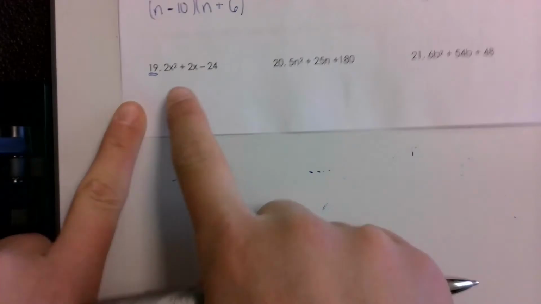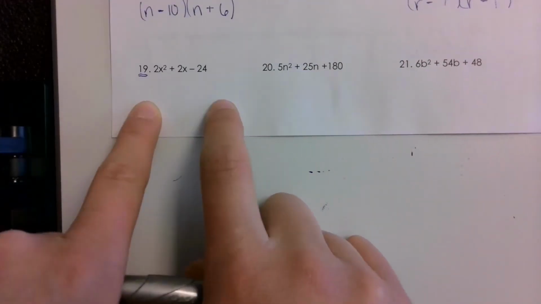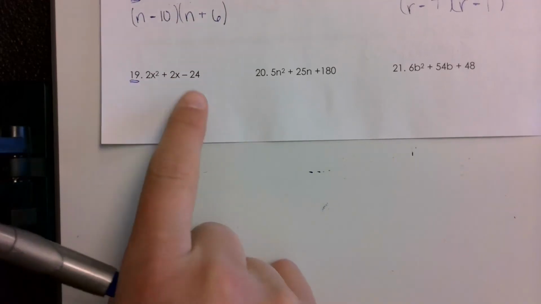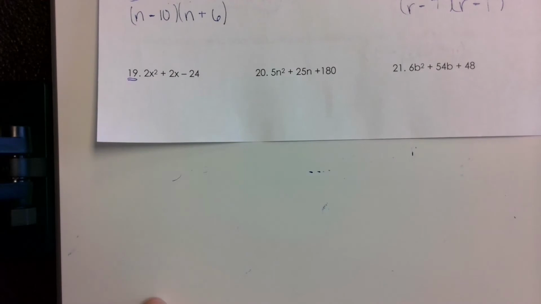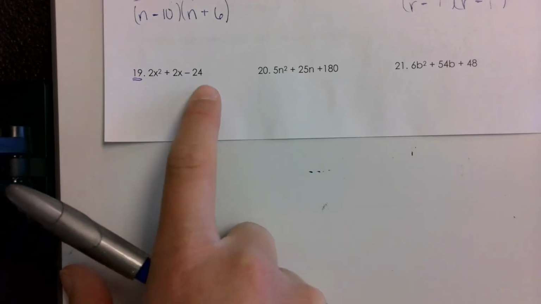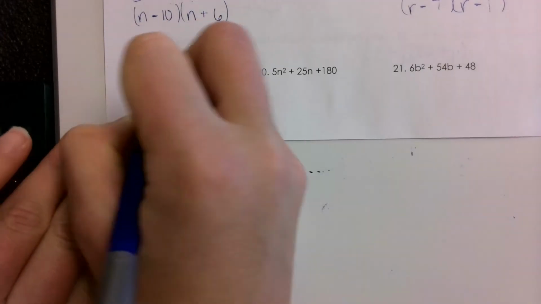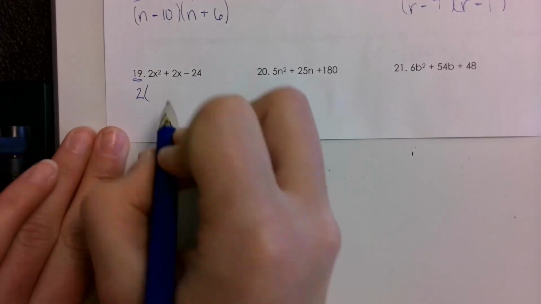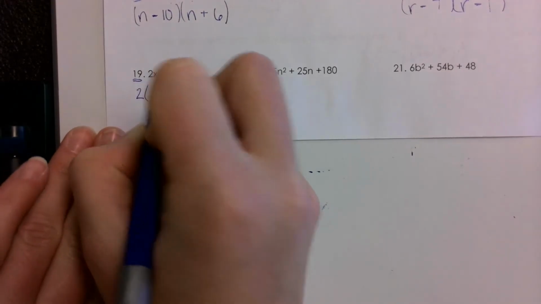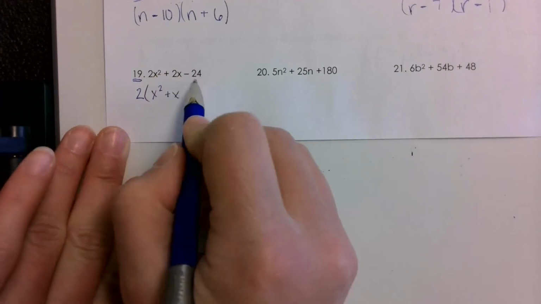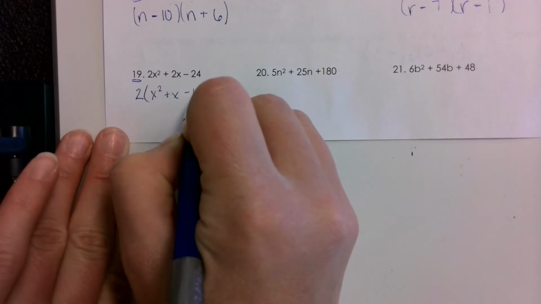What do you always check for first? Do we have one? What can we divide all these by? 2. Anything else? Do they all have an x? So we can just divide out a 2. If you do 2x squared divided by 2, what do you get? Just x squared. What about 2x divided by 2? Just x. What about negative 24 divided by 2? Is that all right?